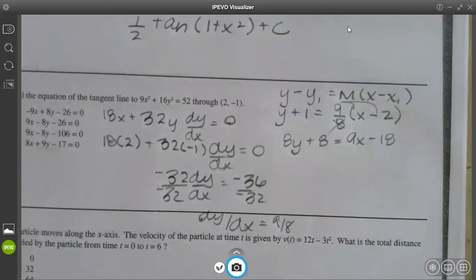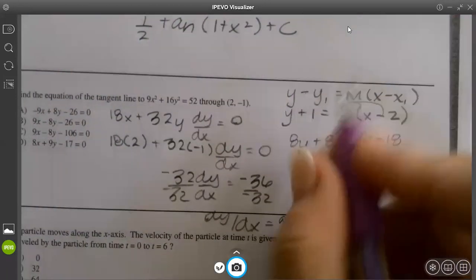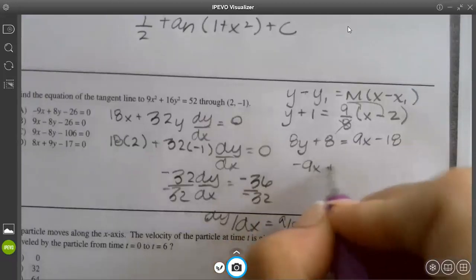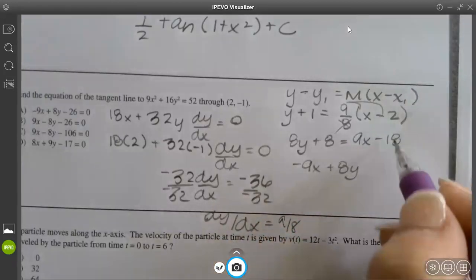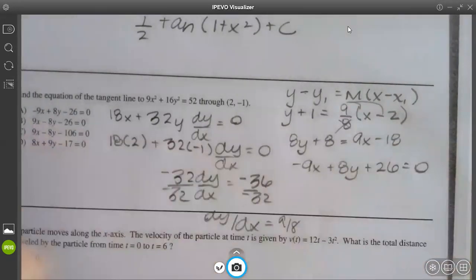I need to get x and y on the same side. How do I do that? So I'm going to subtract 9x. I have a positive 8y, and I'm going to add 18, which is 26, because they have all theirs equal to 0.